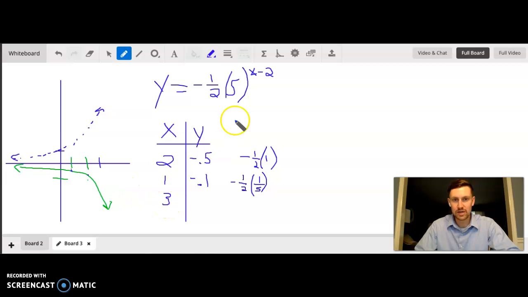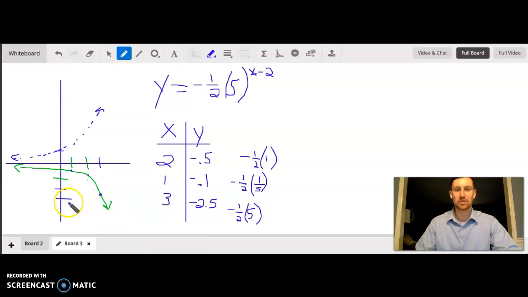All right, and the last one, 3. 3 minus 2 is 1, 5 to the first. So it's a negative 1/2 times 5 to the first, or in other words, 5 over 2, or 2.5. So a negative 2.5. So here I go to 3, and I go a negative 2.5. Look at that, not bad. So there's my graph of this exponential growth function, but it's just flipped because of this negative sign. Okay?